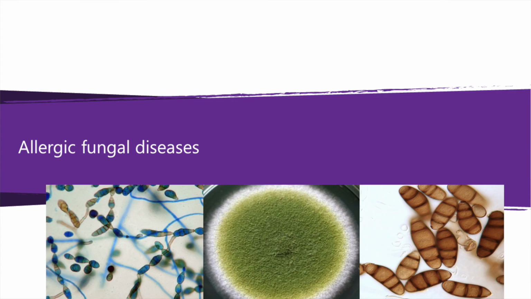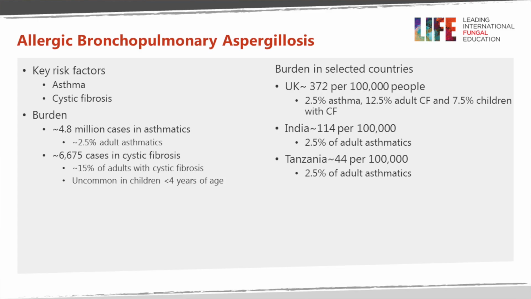Then you have the allergic fungal diseases, and there are many different allergenic fungi, and they, as I said before, complicate asthma and cystic fibrosis in particular, using a rate of 2.5% of adult asthmatics, because this is rare in children. It does occur in children, it's just rare. There's thought to be about 4.8 million patients with ABPA, but only about 6,500 with ABPA complicating cystic fibrosis, so a very different range of numbers there. And in cystic fibrosis, it seems to be particularly common in late childhood and teenage years, and then slightly less common after that.